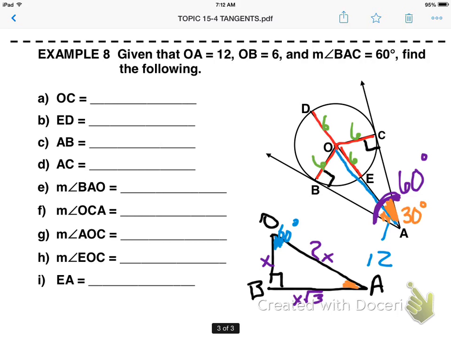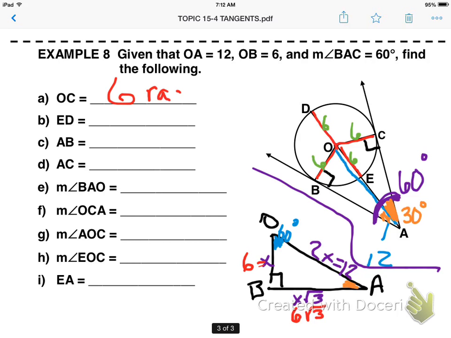So I'm going to start with this information. I do know that the distance from O to A is 12. So 2 times x equals 12. So what does x equal? That's right, it equals 6. So everywhere we see an x, we can put a 6 there. So maybe I have enough information to answer everything. If not, we'll go back and see what we have. So the distance from O to C is 6, which is our radius, and you might even want to put radius.